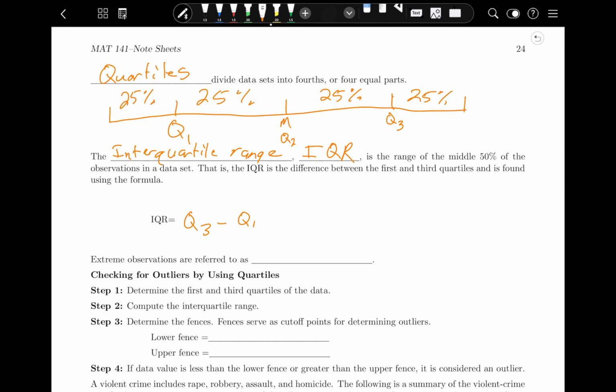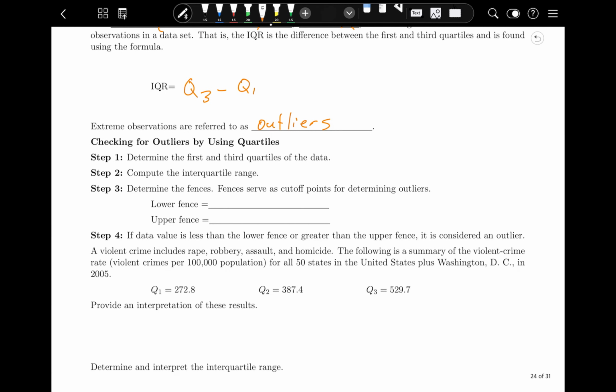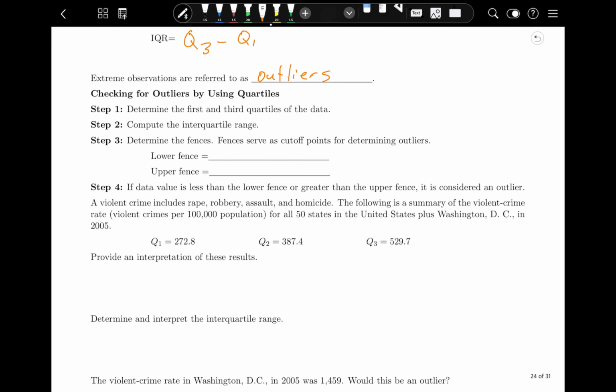Now, we use the interquartile range for a very important thing, which is finding outliers. Extreme observations are called outliers. And we can use the interquartile range and quartiles to define what outliers look like. So, checking for outliers by using quartiles: first, determine the first and third quartiles of the data. Then compute the interquartile range. Then determine the fences. Fences serve as cutoff points for determining outliers.